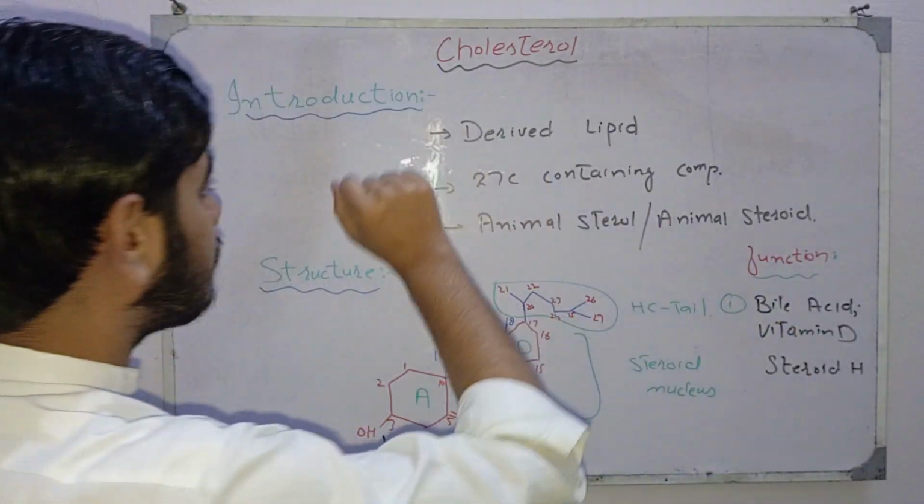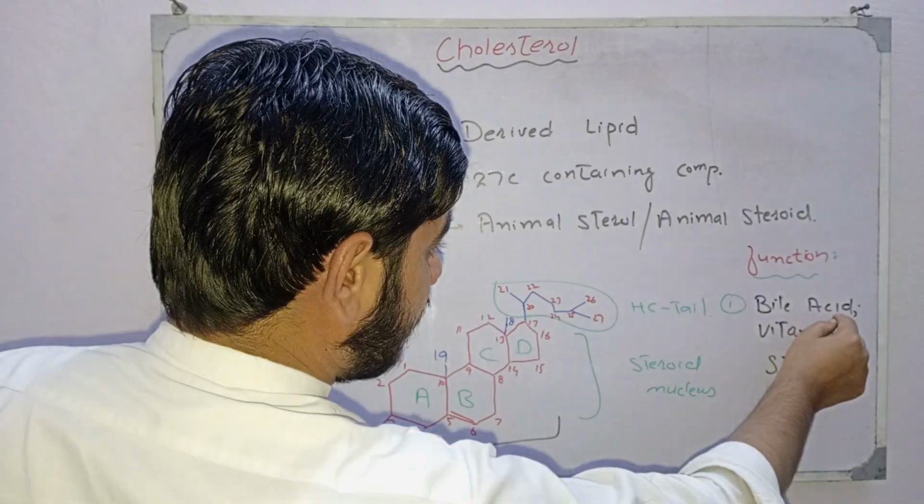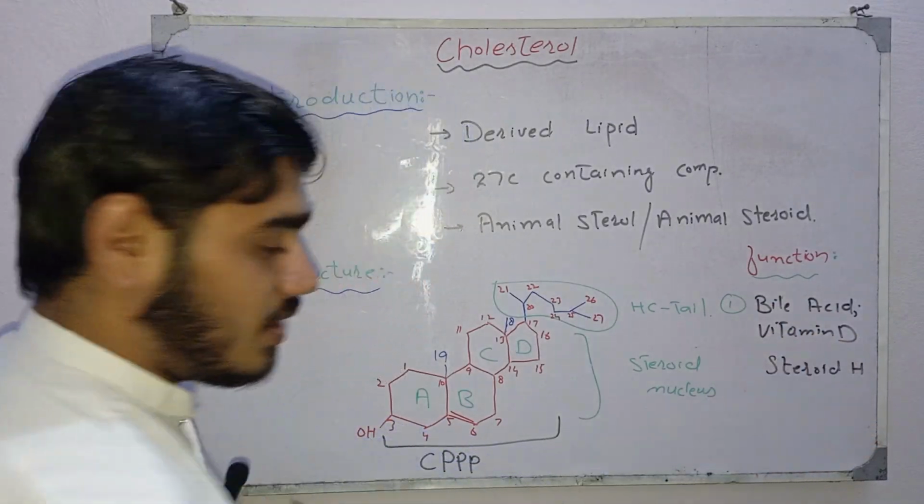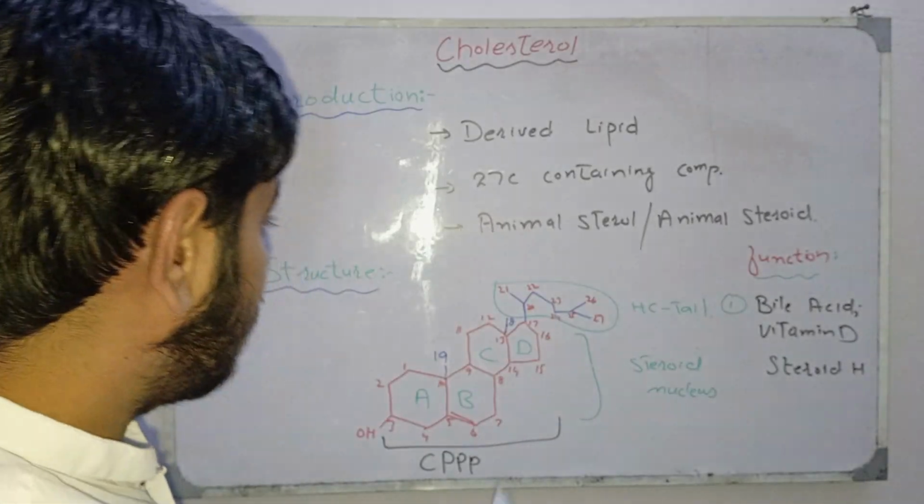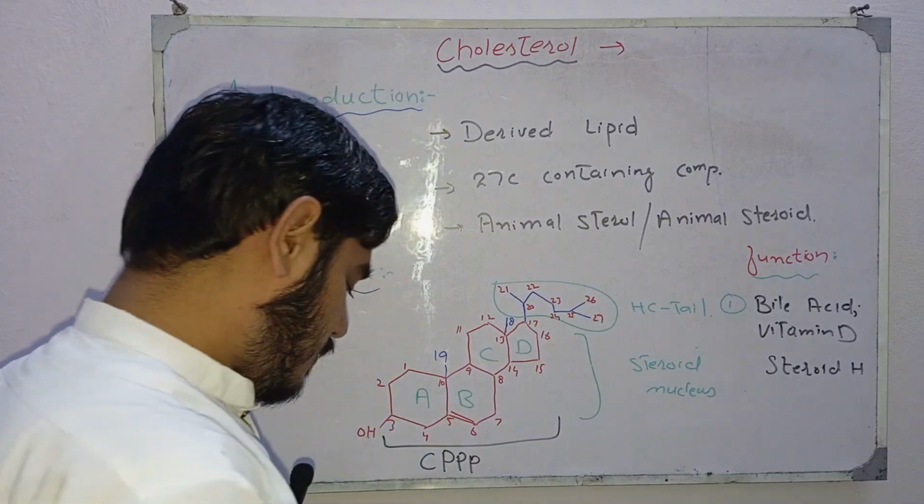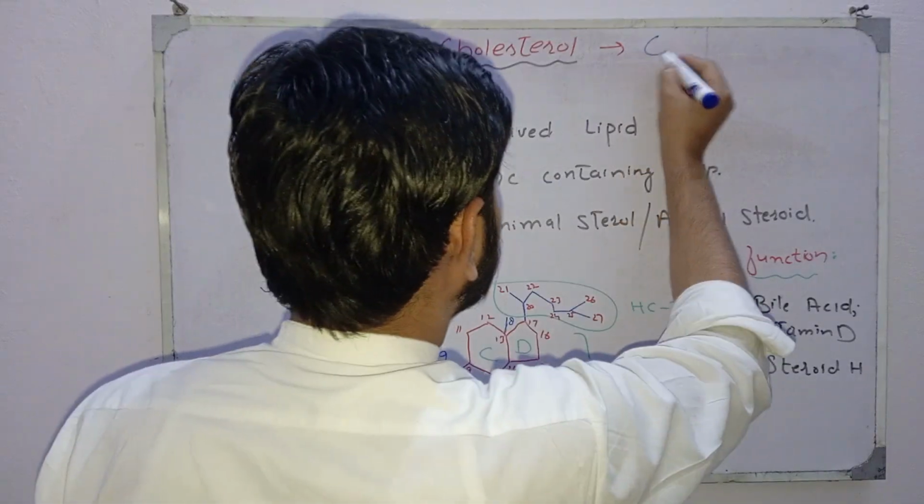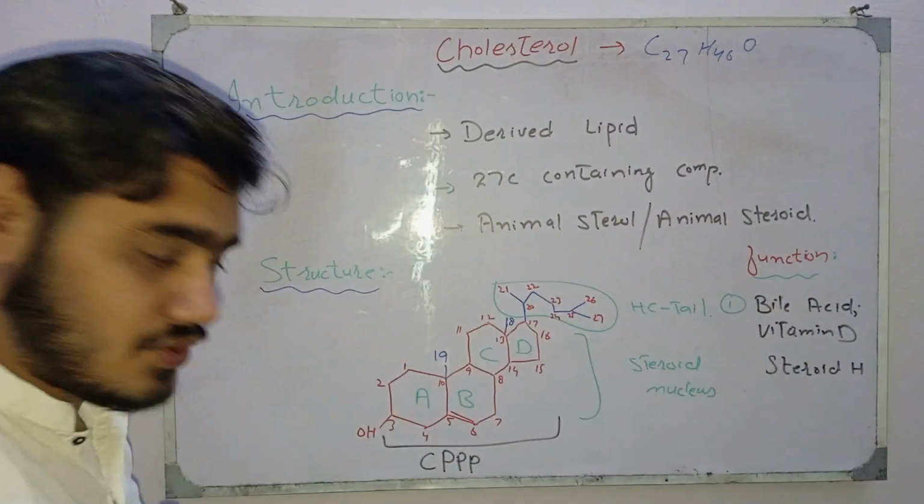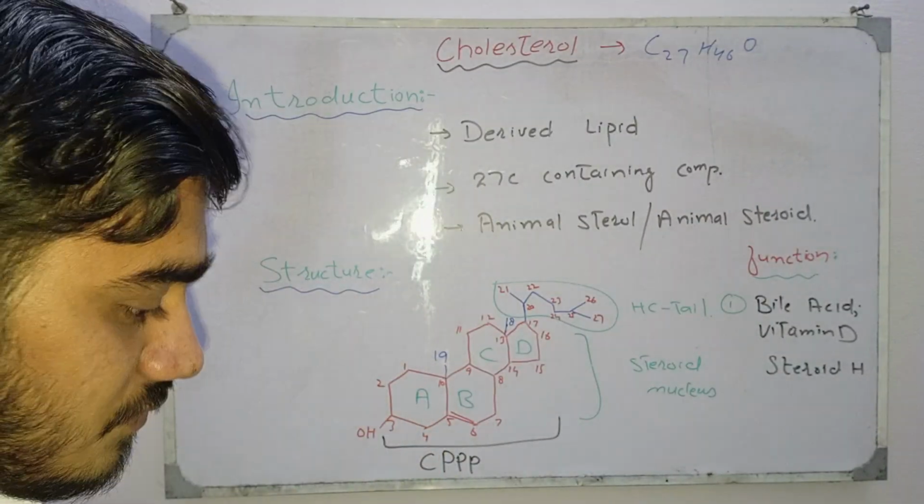Now, the important functions of cholesterol: it is very important in bile acid synthesis, vitamin D, and steroid hormone synthesis. The chemical formula of cholesterol is C27H46O. Okay students, this is the introduction of cholesterol.